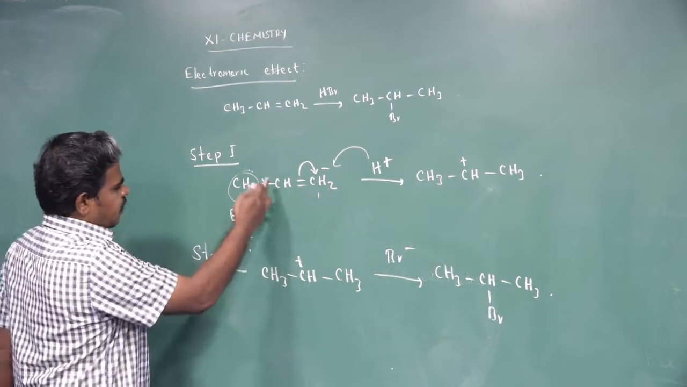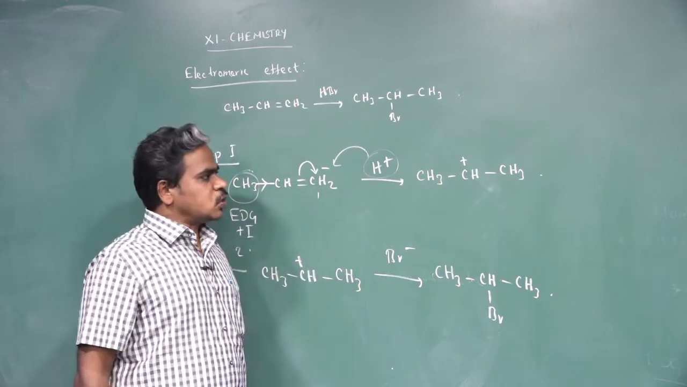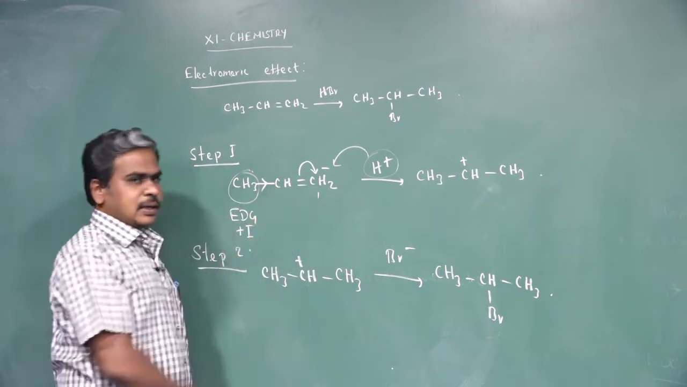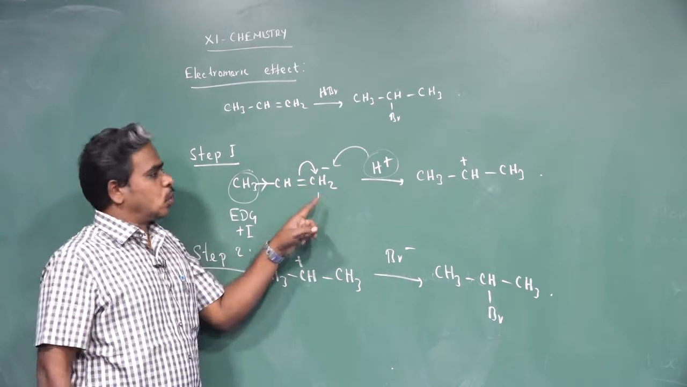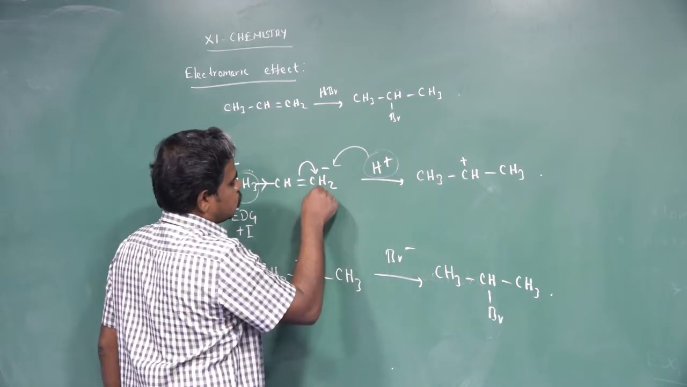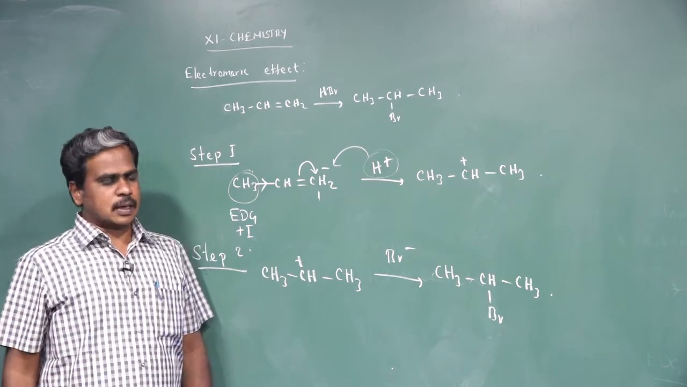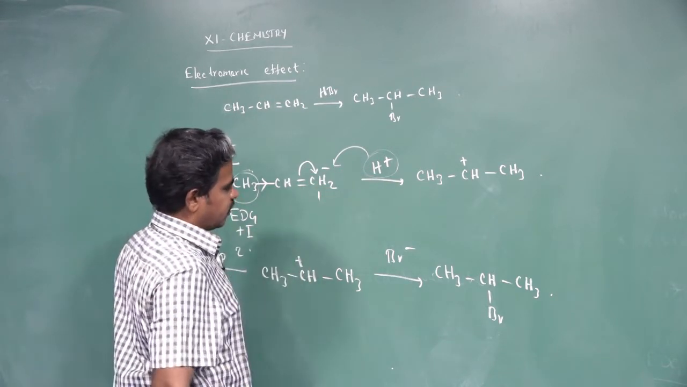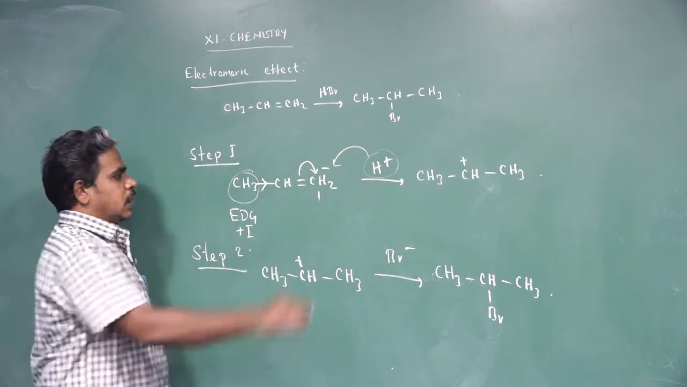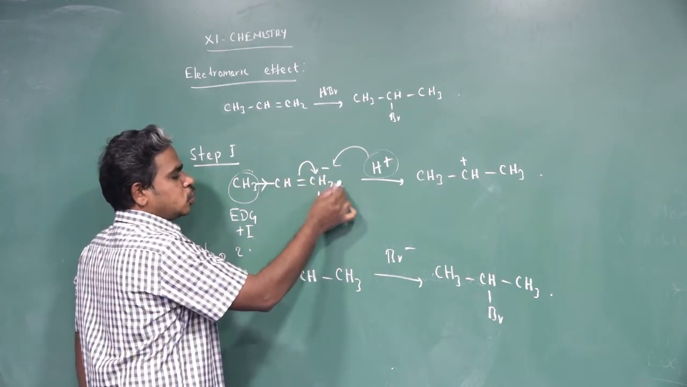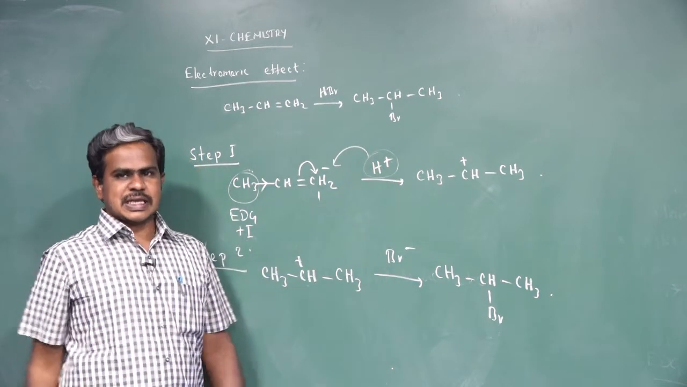Listen, in your first step, H plus, that is a positive charge, is attached where the electron moves towards the first carbon. So the H plus is attached to the first carbon. Then it is known as the positive electromeric effect. Listen, what is a positive electromeric effect? In a multiple double bond of an organic compound, the pi electron will transfer to a particular atom, and to that particular atom the reagent is added.